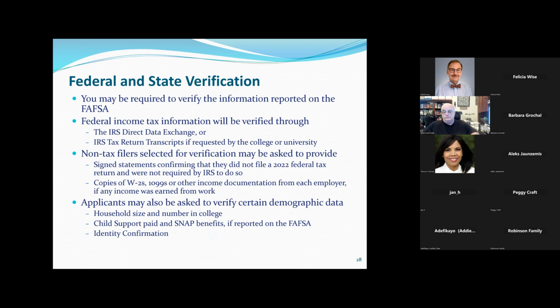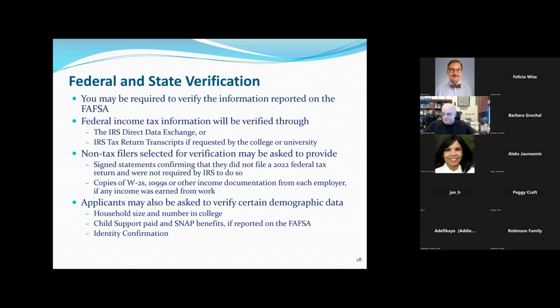Verification of FAFSA data helps colleges and universities accurately and equitably determine the types and amounts of federal funding students will receive. Students whose FAFSA data is chosen for verification will see an asterisk next to the Student Aid Index, or SAI, on their FAFSA submission summary.